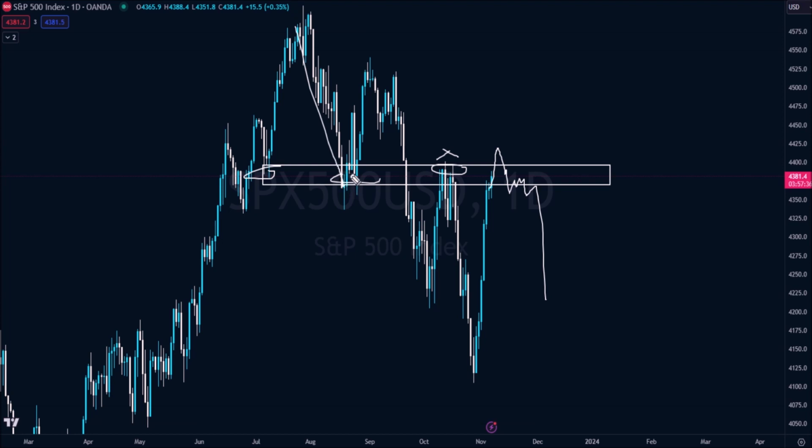lower. Got a push, pullback, push, pullback, push. Very steep pullback. Could be looking for these highs, and then if we start to break down from this high, then we'll be looking for the next leg lower.